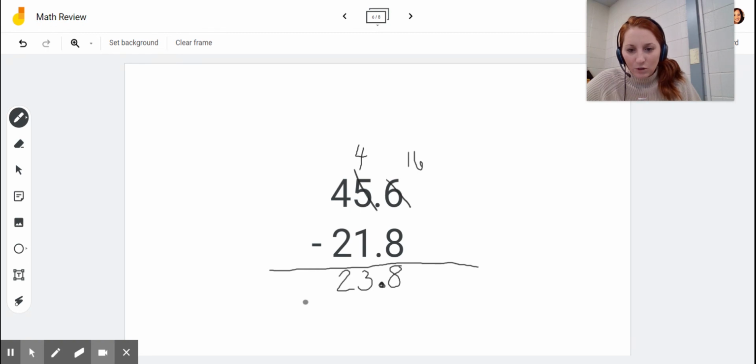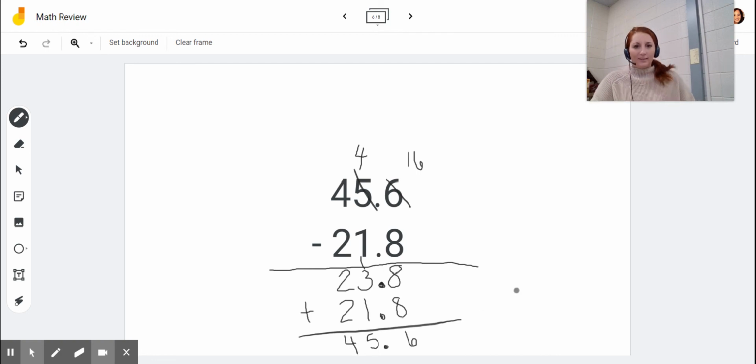23.8. You can even double check your answer by adding 23.8 plus 21.8. 8 plus 8 is 16. Remember, I got to drop my decimal, carry my 1. 3 plus 1 gets me 5. 2 plus 2 gets me 4. So it all checks out. So with the decimal, you just leave it where it's at. You just drop it down directly below where it's at.